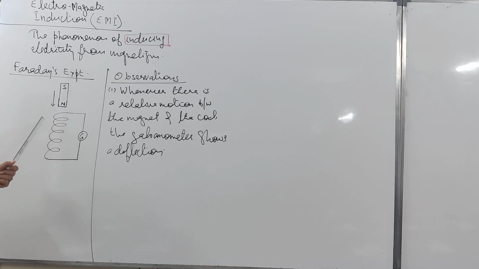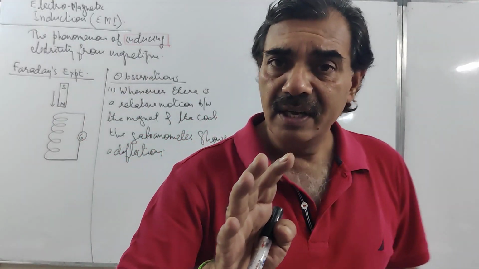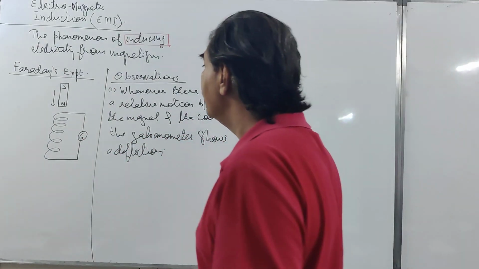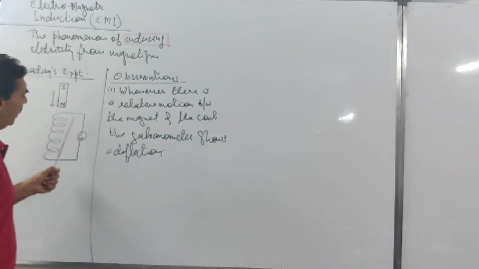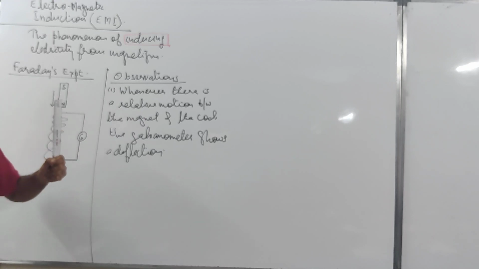Faraday's experiment: there is a coil attached to a galvanometer. Now, a galvanometer is a very sensitive instrument. It can detect even a very small amount of current. When the magnet is moved towards or away from the coil, there is a deflection in the galvanometer. Right? The deflection in the galvanometer is reversed.